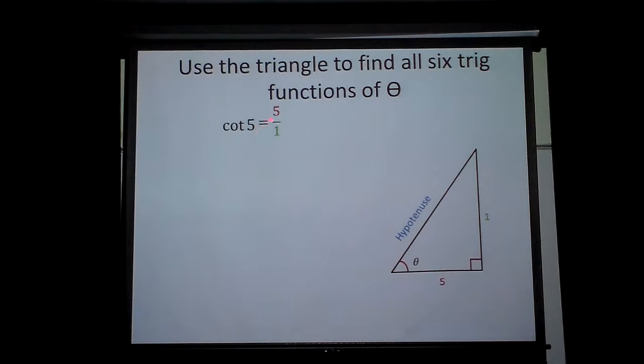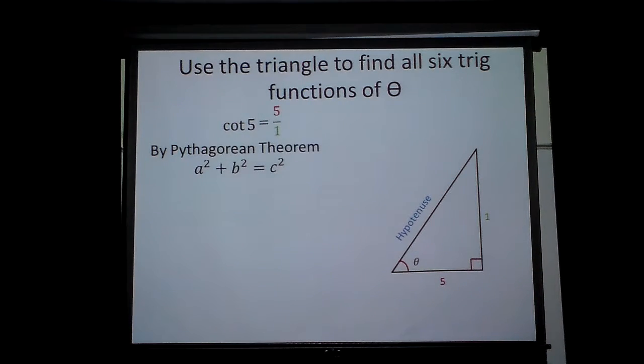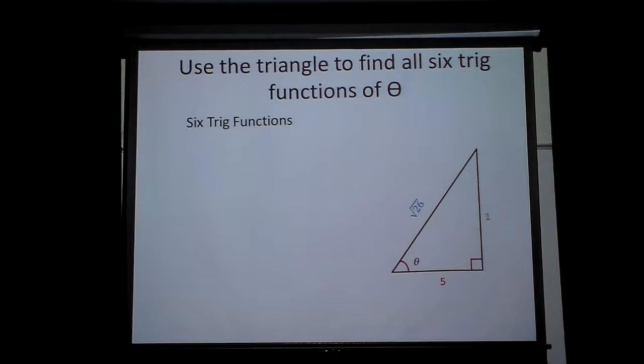So what I did was I drew a triangle, and I have labeled my side 5 here. That's adjacent, that's opposite, and there's my hypotenuse. So, first thing I need to do is use the Pythagorean theorem to find the hypotenuse. Remember, a squared plus b squared equals c squared. So 5 squared plus 1 squared is c squared. That's 25 plus 1, or basically, the square root of 26 is the hypotenuse. So I'm going to replace the hypotenuse with the square root of 26.